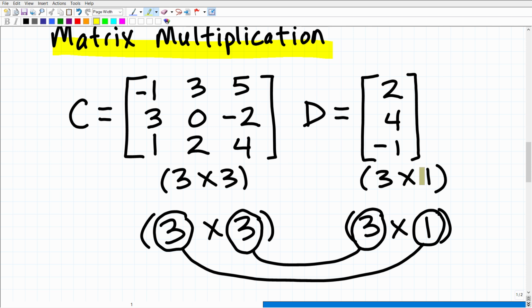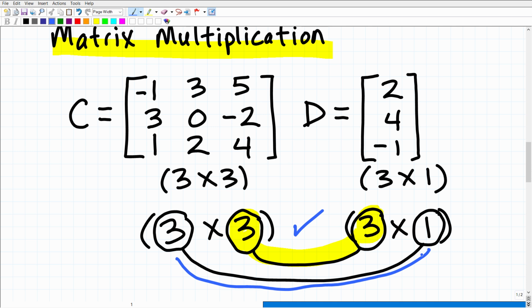So the first thing you need to do is check the columns of the first matrix. Again, this is rows and columns, so we're talking about 3, and compare that to the rows of the second matrix. So that is 3. If these two numbers are the same, that's an indication that you can, in fact, multiply these particular matrices. Now, what is going to be the size of the product? We have one matrix being multiplied by another matrix, so the answer is going to be a matrix, and these two outer numbers tell you the size of the product, which is going to be a 3 by 1 matrix.